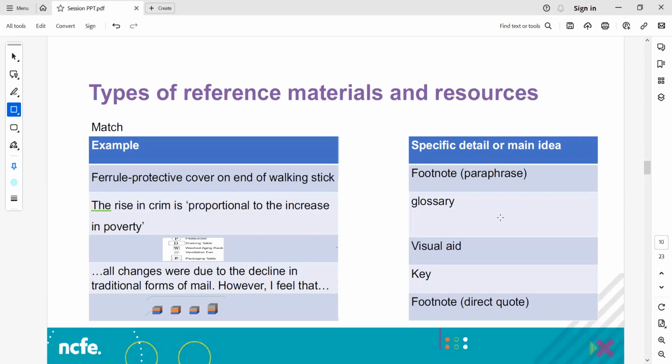So, ferrule: protective cover on end of walking stick. So what is that an example of? A footnote, glossary, visual aid, or key?